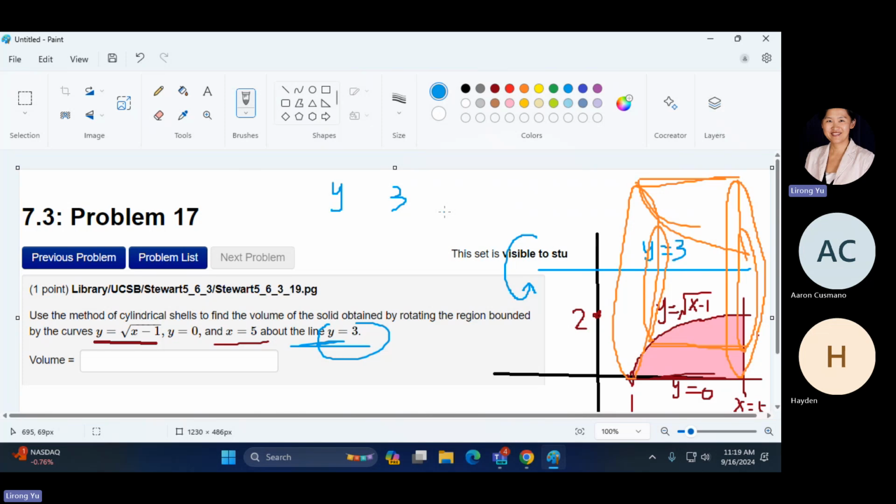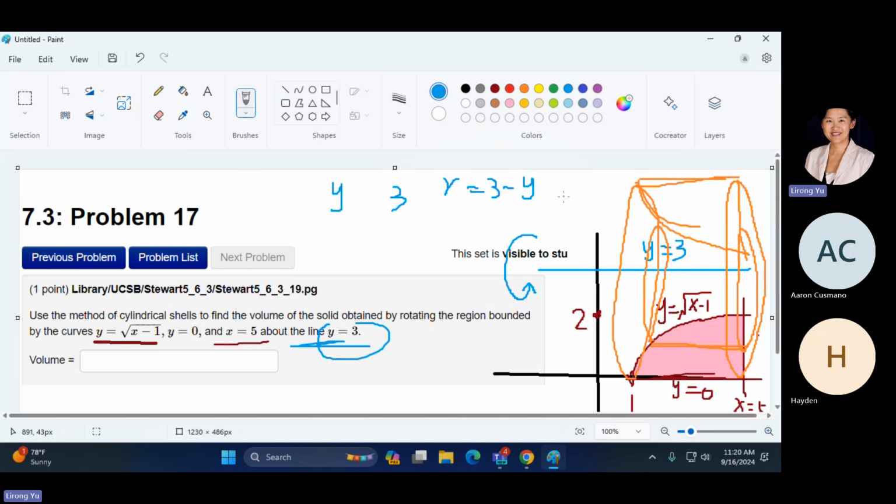The radius is the distance from the edge to the center. The center is 3, the edge is y. So we have 3 minus y, just so that r will be positive. So our radius is r equals 3 minus y, since we are trying to maintain that r is a positive measure. Radius is a positive measure.